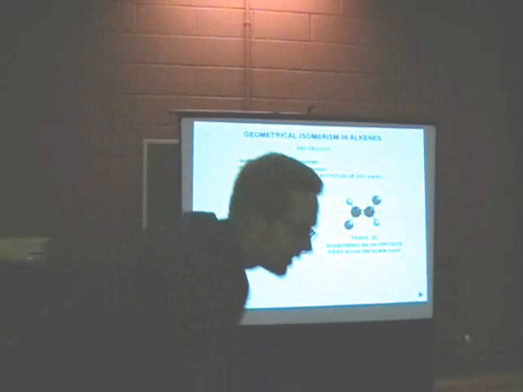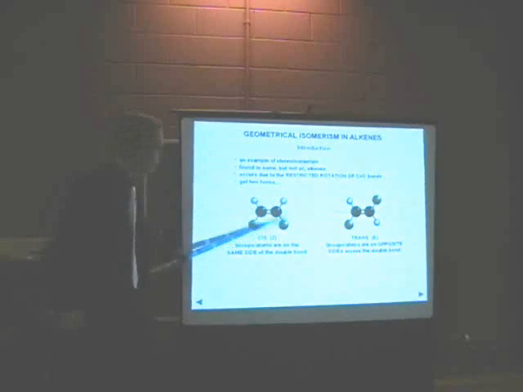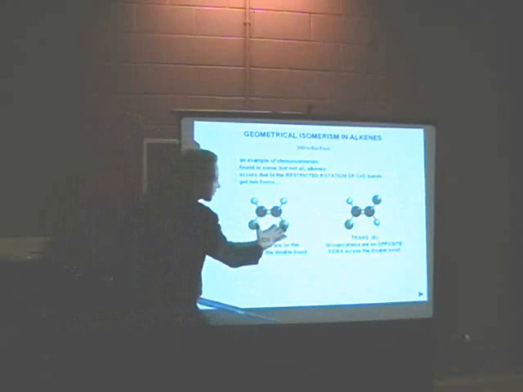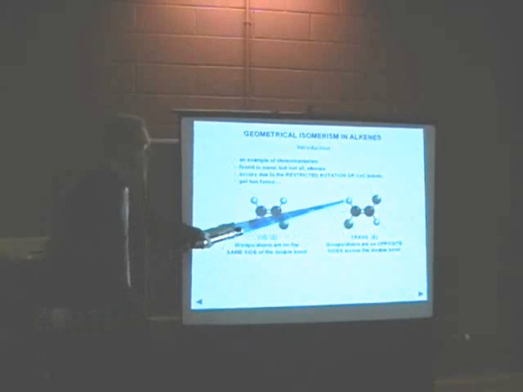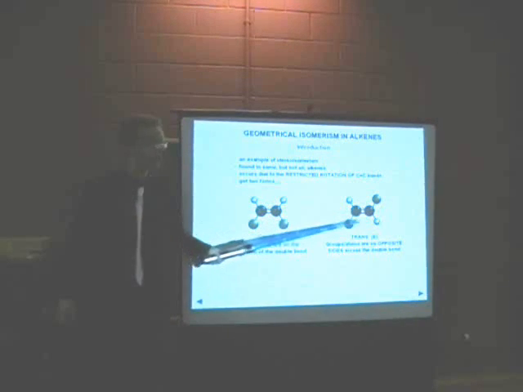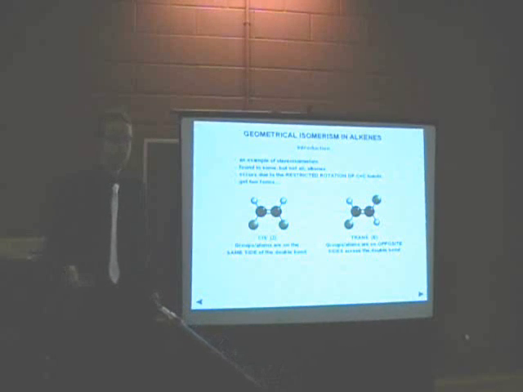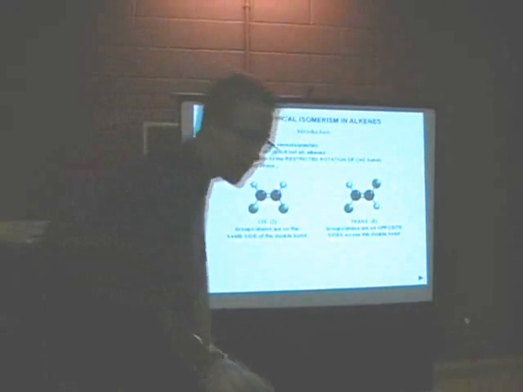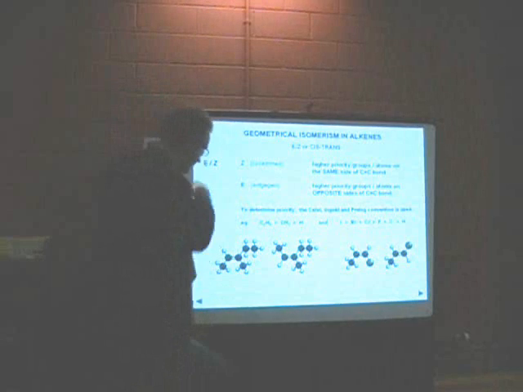So if I go back a slide, chlorine is heavier than hydrogen, yes? Chlorine is heavier than hydrogen. So we have the two heaviest groups that are on the same side. Whereas here, chlorine's heavier than hydrogen, chlorine's heavier than hydrogen. So we have the two heaviest groups on opposite sides. You happy with that? Now it's slightly more complicated than that, and I really think it's unlikely you're going to get anything more complicated in the syllabus.